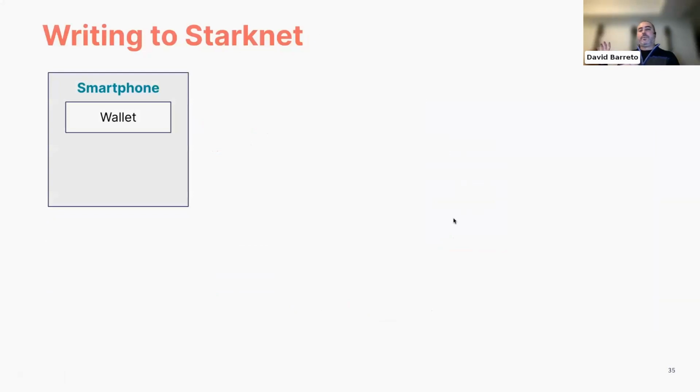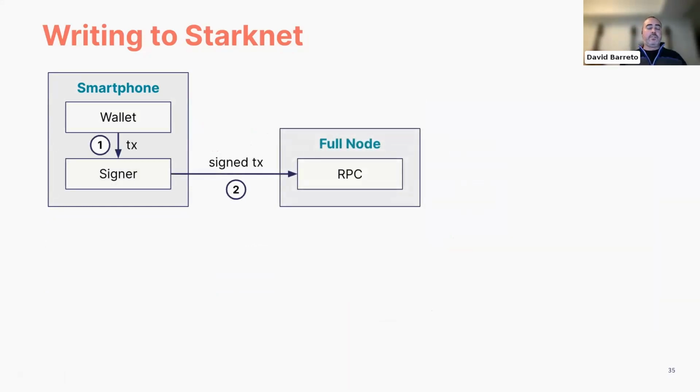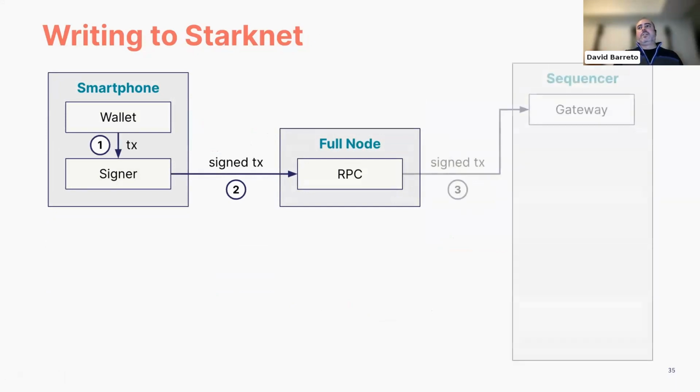All right, that was reading from Starknet. What about writing to Starknet? So when you write to Starknet, you have to send a transaction, and you have to sign the transaction when you send it. And again, you send it to the full node. You don't send it directly to the sequencer. So the RPC is going to get your transaction, but the full node cannot do anything more than that, right? Because the full node cannot change the state of Starknet. It can only read and tell you what's the current state. So it will simply pass your transaction to the sequencer. In this case, to a service called the gateway. The gateway is for writing.